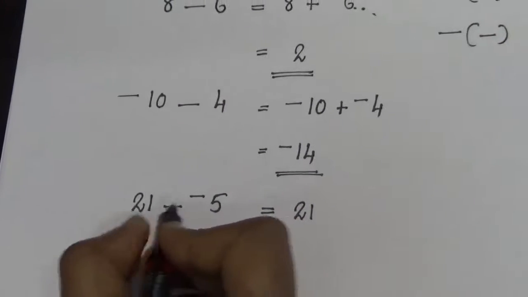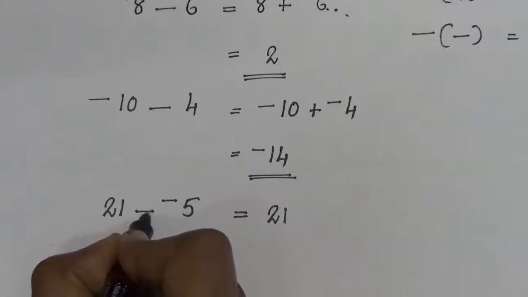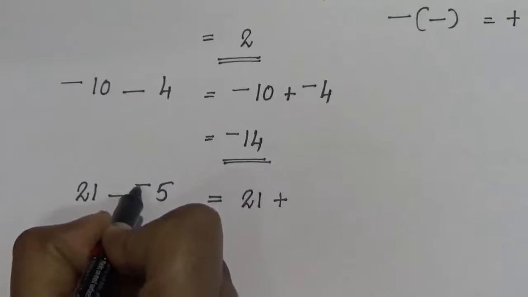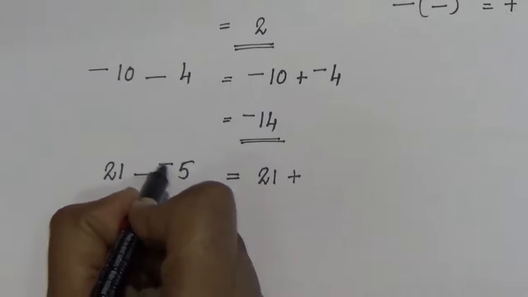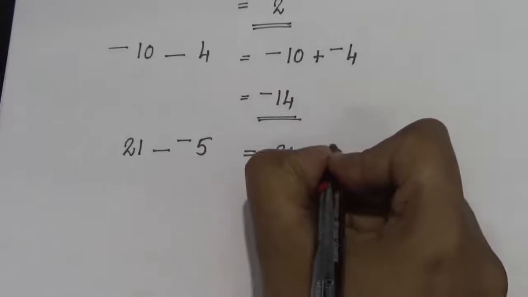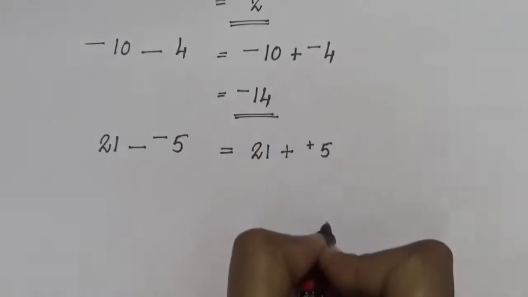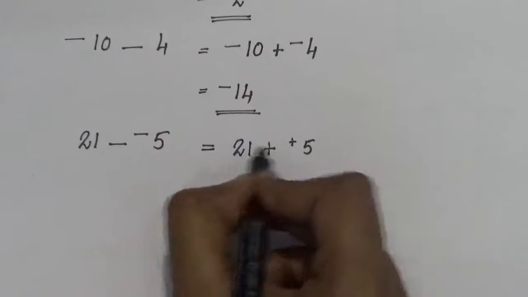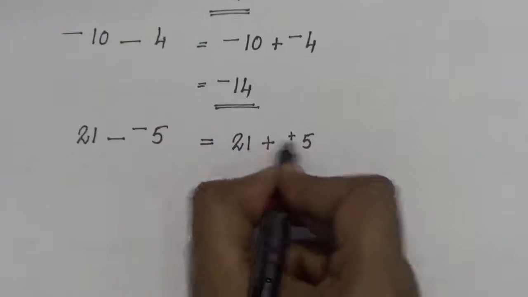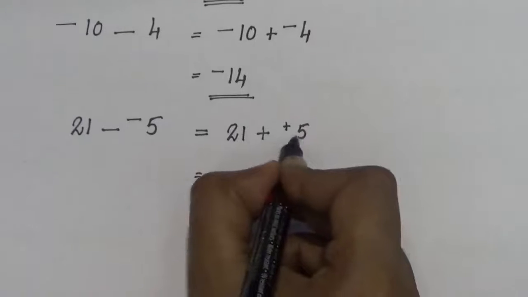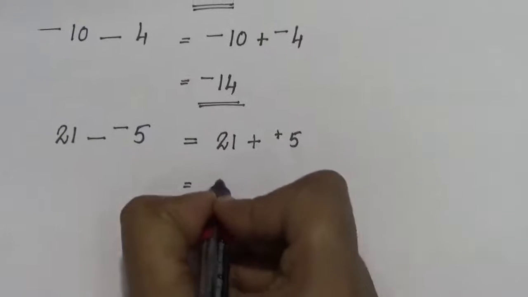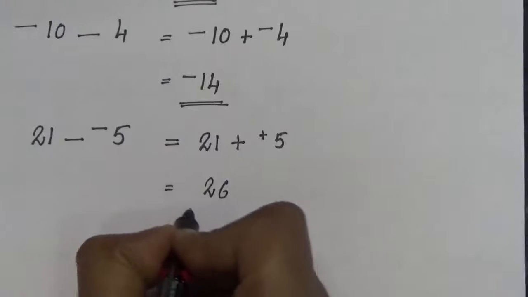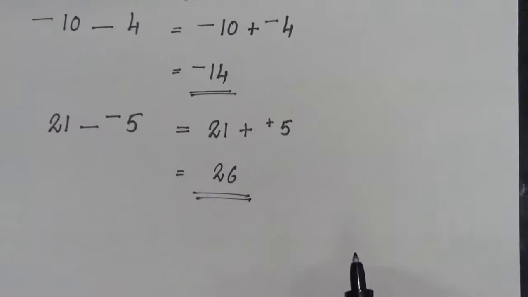Okay, so here now let's change the subtraction to addition. Then you change the sign of this subtracting number, that is minus 5 here. So we change it to positive 5. Okay, so what do you get? 21 plus 5. 21 is a positive number, 5 is a positive number. Adding the numbers of same sign. So add the two numbers 21 and 5, we get 26. And put the same sign, that is positive. So no need to write that. So you just write 26.